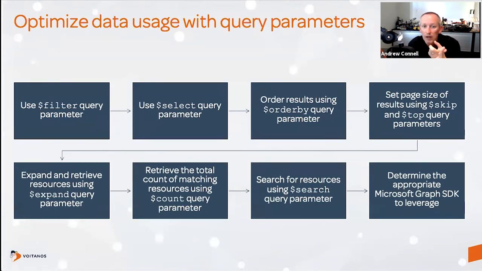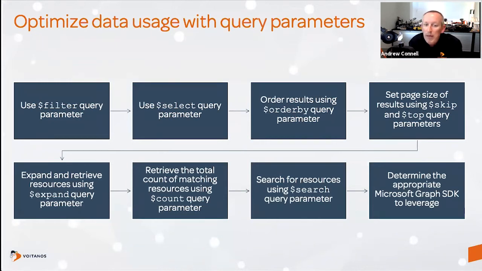You have to know how to order the results that you get back. How do you control that? How do you sort them? I want to get things in ascending order or descending order by a specific field, or I want to do it on multiple fields. How do you control that using the order by query parameter and with the equivalent SDK thing?